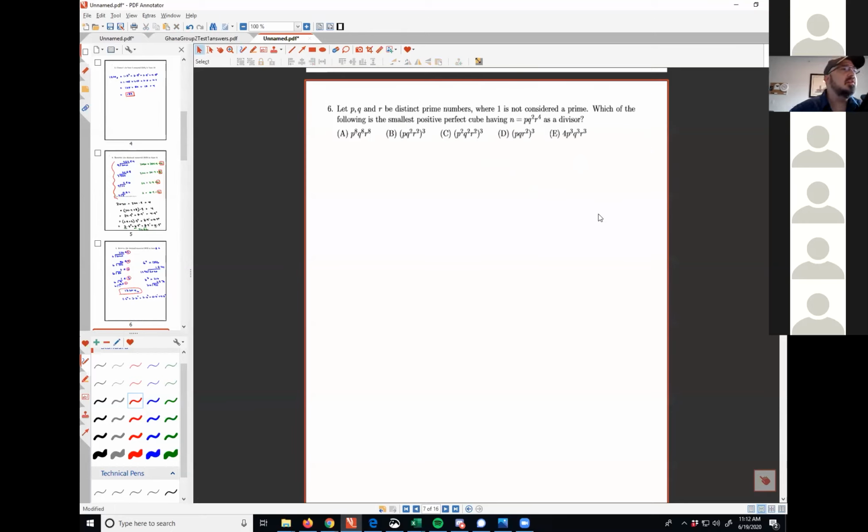Okay, so it's easier for me to think in reverse of the relationship. We're looking for where n is a divisor of a perfect cube, but I would rather say we are looking for a cube that is a multiple of n, which is a multiple of p q squared r to the 4th. So it's going to have at least 1 power of p, at least 2 powers of q, and at least 4 powers of r.